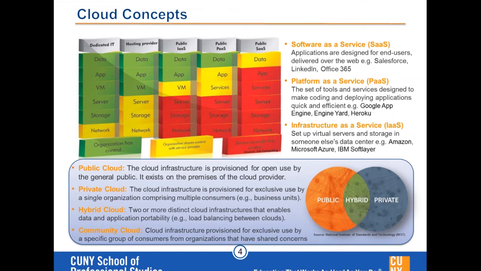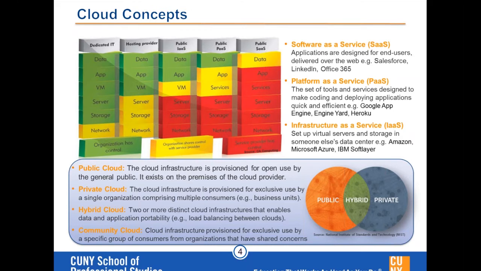So for example, in the leftmost column, which is the on-site dedicated IT, the yellow is where, for example, the network is shared. Internally, it's run by the organization, but externally, when you interface with the internet and the telecoms, that's shared responsibility. And then the red is what the service provider provides.